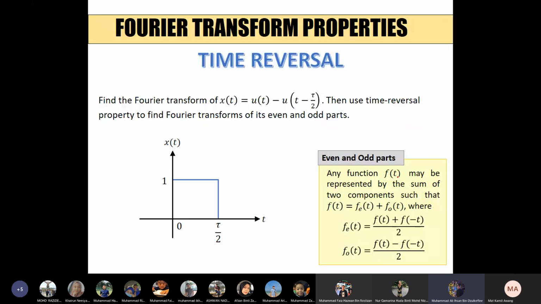So any function f of t may be represented by the sum of two components such that f of t equals f even of t plus f odd of t, where f even of t is f of t plus f of minus t, over 2. F odd of t is equal to f of t minus f of minus t, over 2. So you decompose f of t into even and odd parts, and you add the even part and the odd part. Right?